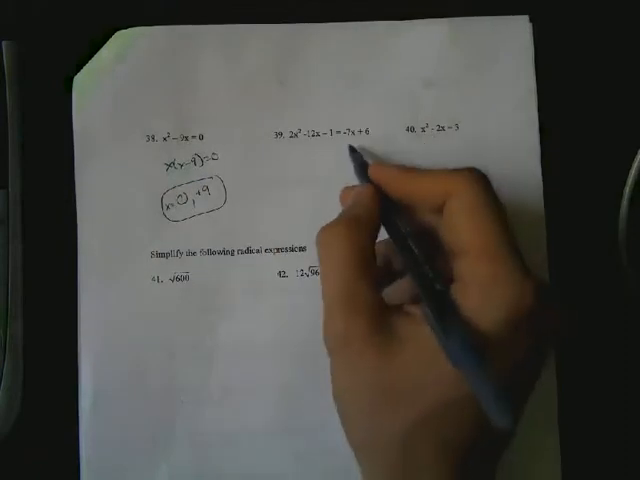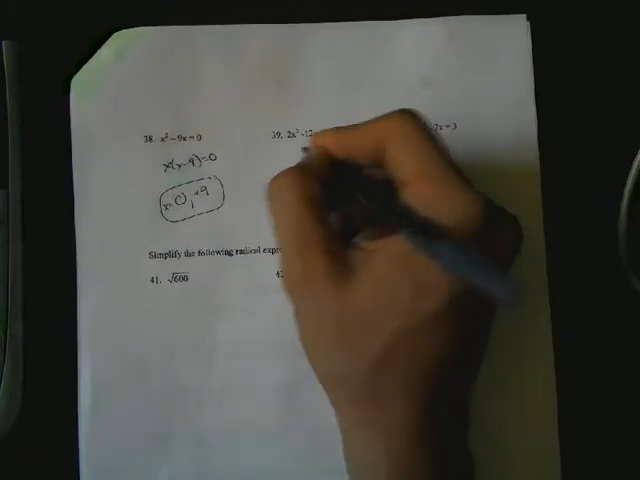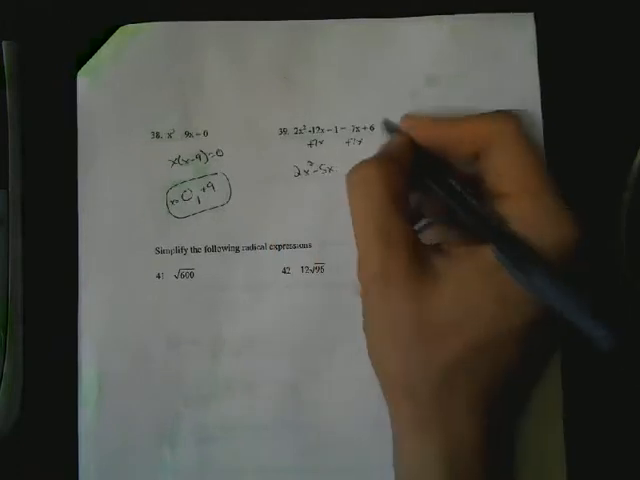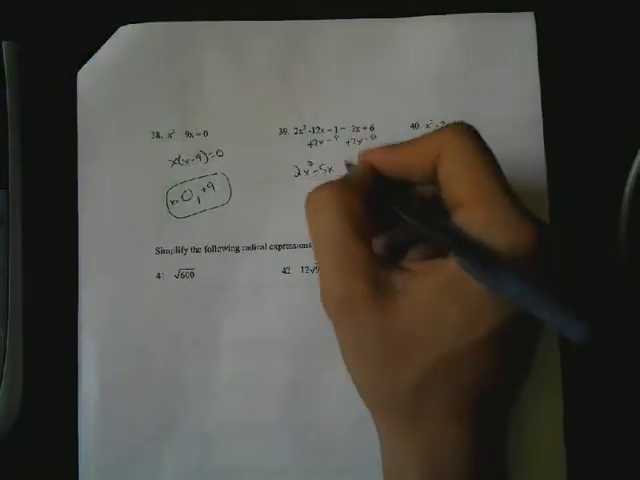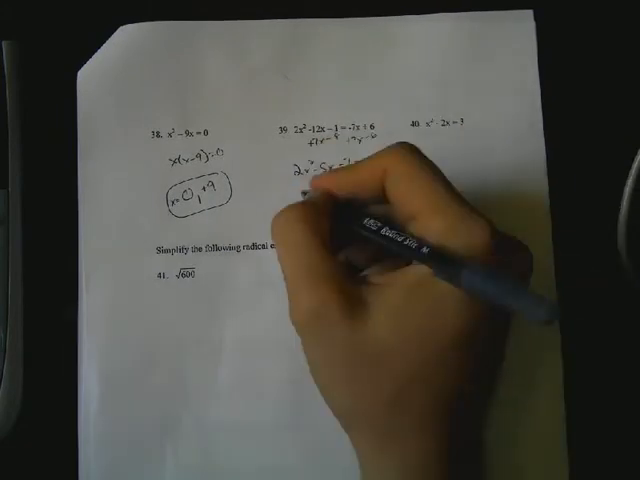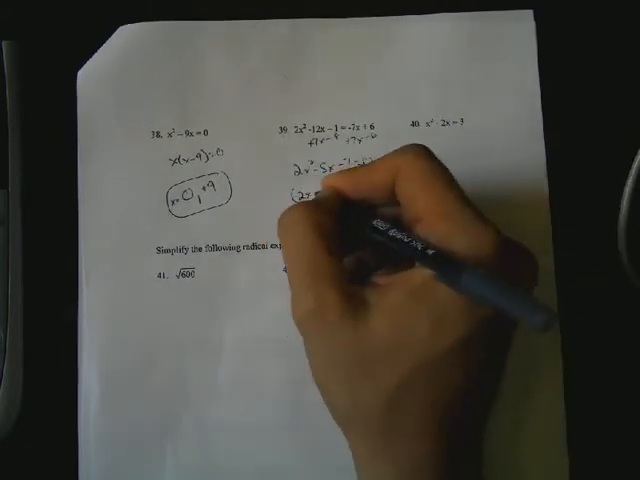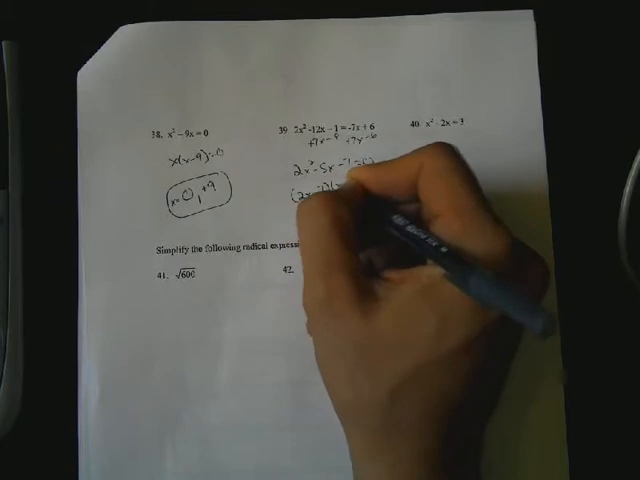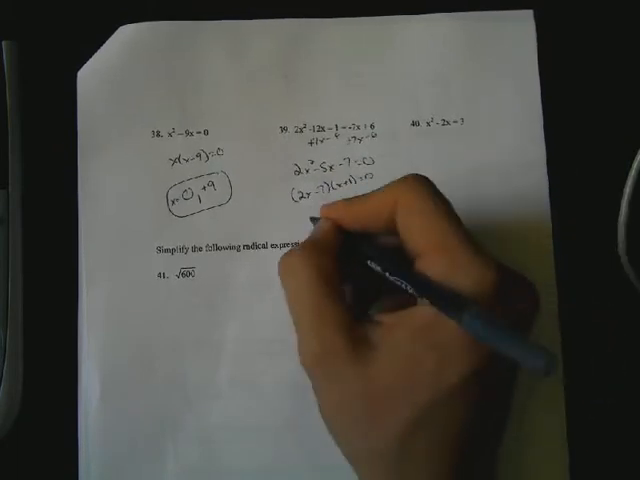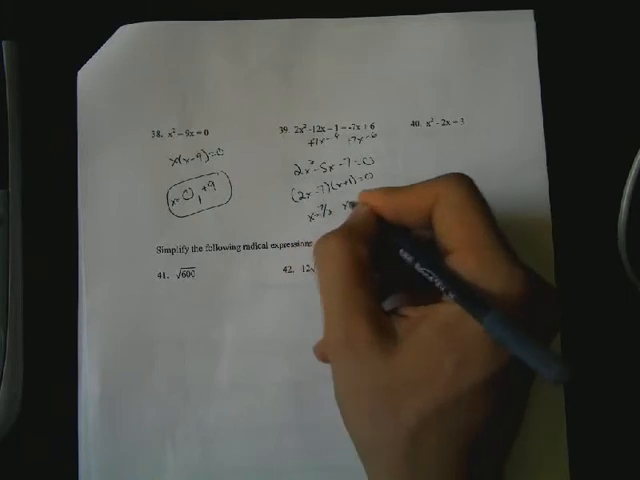Over here, add that 7x first. We get 2x squared minus 5x, subtract the 6, minus 7 is equal to 0. On this one, it's going to factor out 2x minus 7, x plus 1 equals 0. So you'll get x equals 7 over 2 and x equals negative 1.